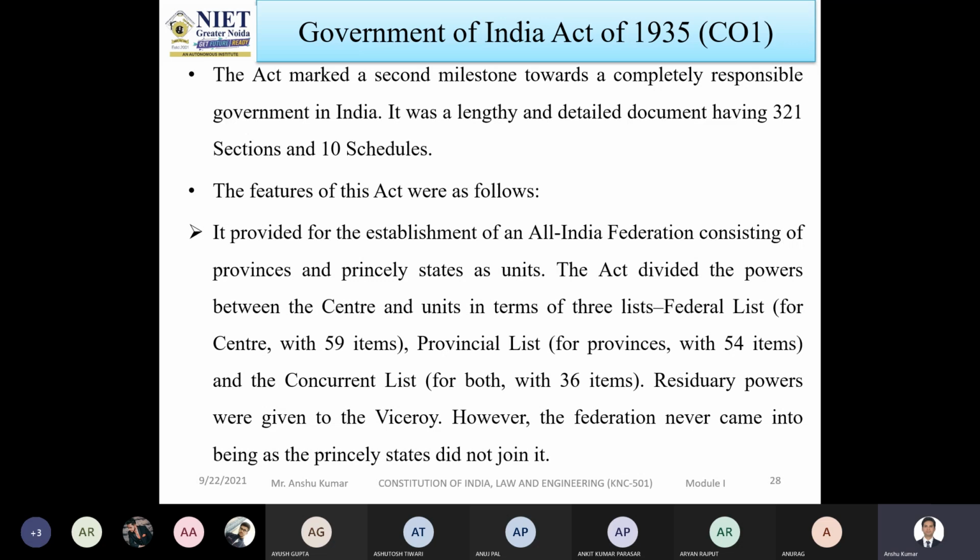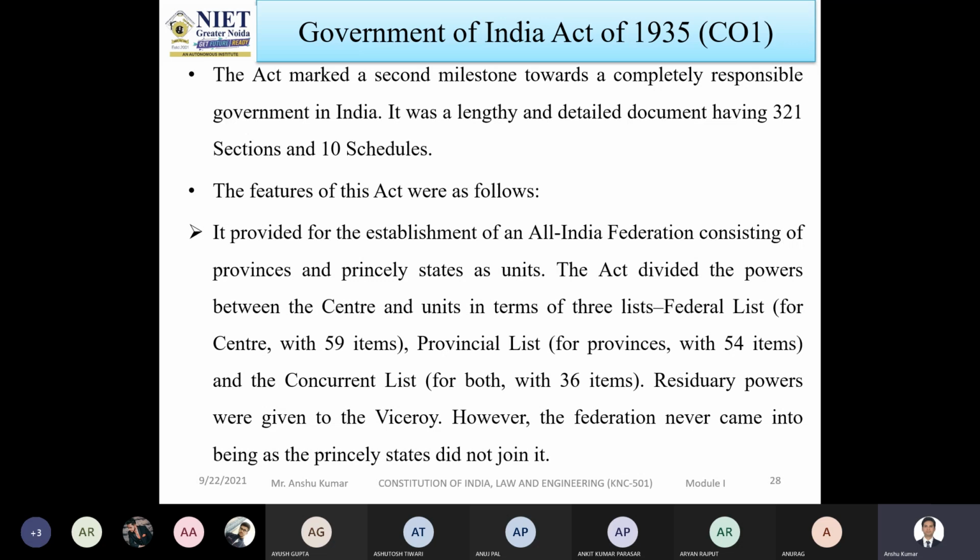So that was adopted in principle in 1940 by the British government. When he received this in 1940, it is known as the August Offer. In the history of India, you can call it the August Offer. So from there it started, and you have learned all the parts.